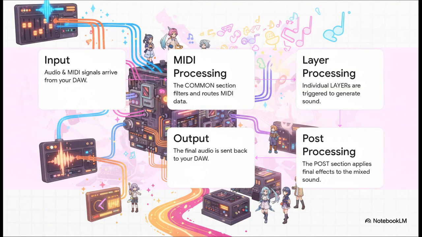And this right here, it perfectly shows you how that signal flows. MIDI and audio come in from your DAW. The common section grabs that MIDI data and figures out where to send it. That then triggers the right layers to make some noise. Those sounds all get mixed together and sent to the post section for the final effects, and then the finished audio goes right back out. It's so simple, really logical, and just unbelievably powerful.